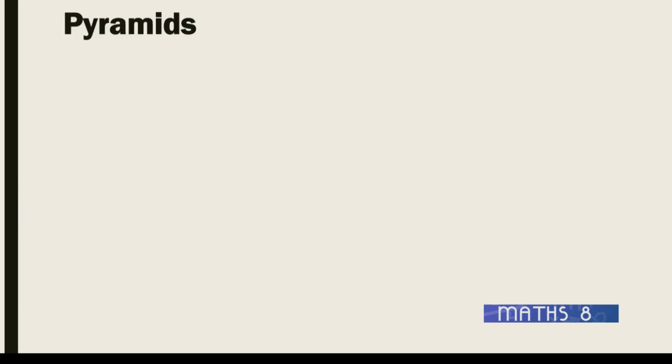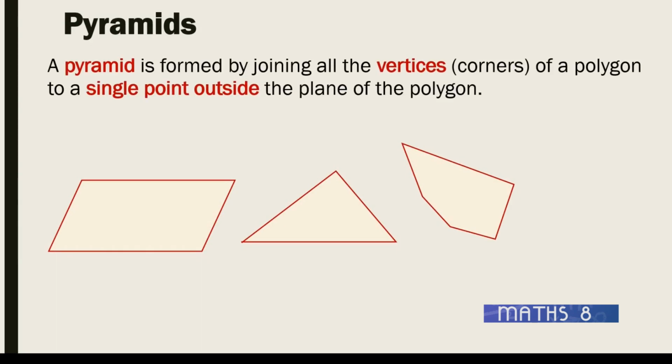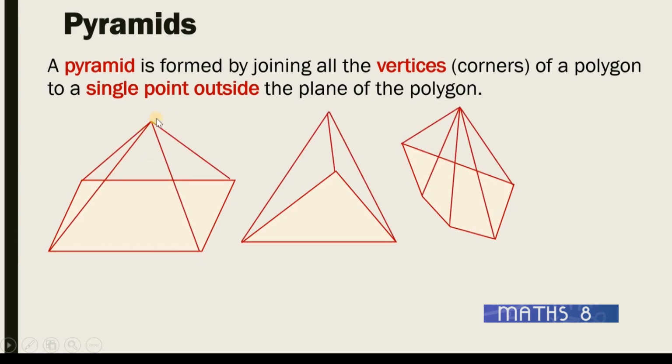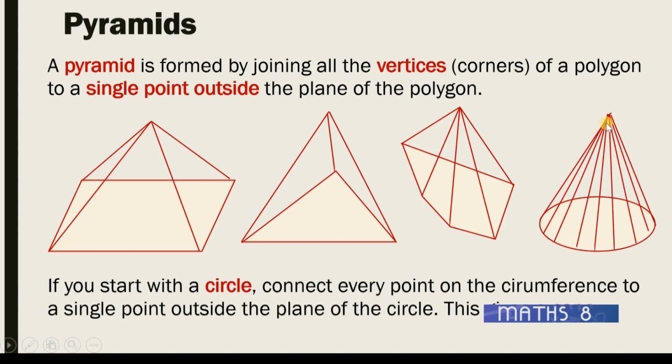For a pyramid, you start with any shape for the base. It has to be some kind of polygon. A pyramid is then formed by joining all of the vertices or corners of the polygon to a single point outside the plane of the polygon. For example, these corners are joined to this point, these corners are joined to this point, and these corners are joined to this point. If we start with a circle and join every point on the circumference, of which there are infinitely many, to a single point outside the plane of the circle, then we get a cone.